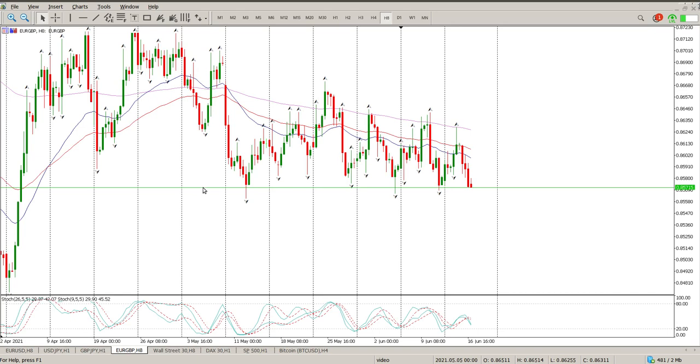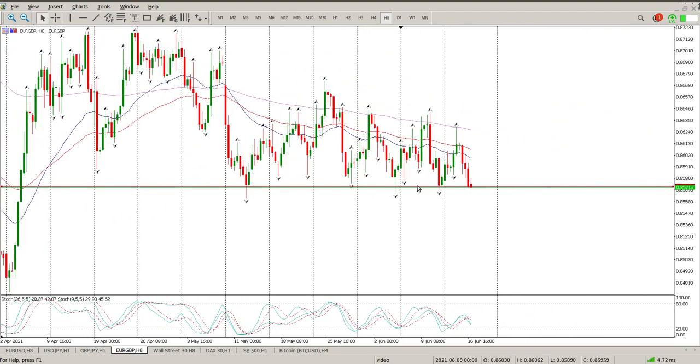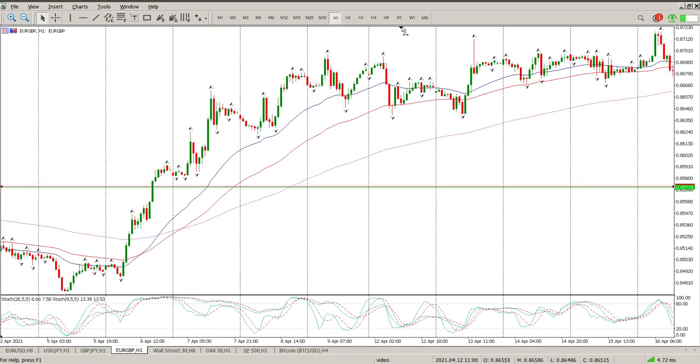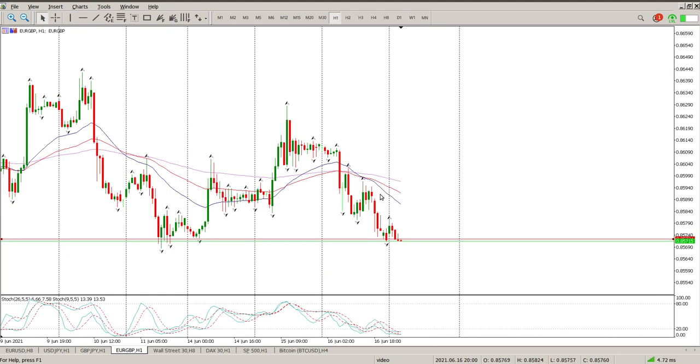Euro British pound, a little bit of a different picture. So you can see we are hovering back on this level that I've been talking about for quite some time, and that's a 0.85724 area, or 0.86 area. So this is fairly significant. We've bounced off the top on the 8 hour, and there was a short opportunity early in the week. Probably should be still holding that short.